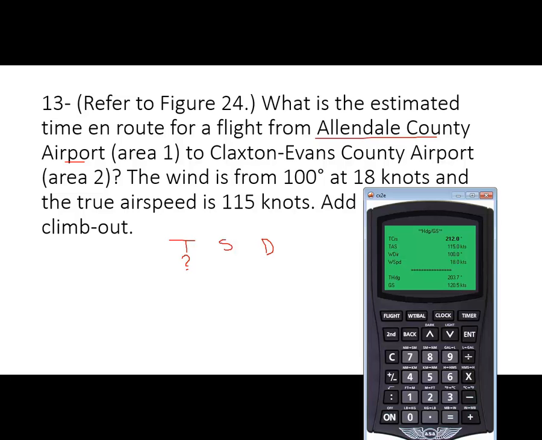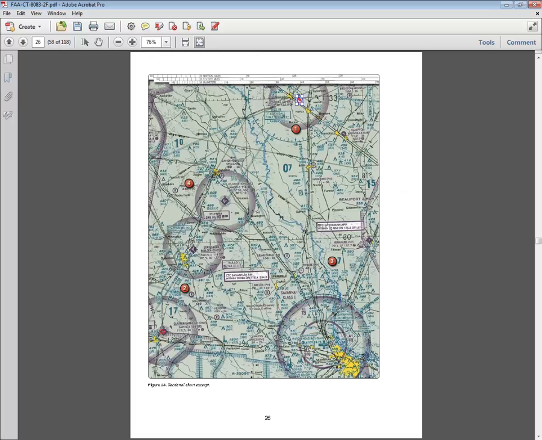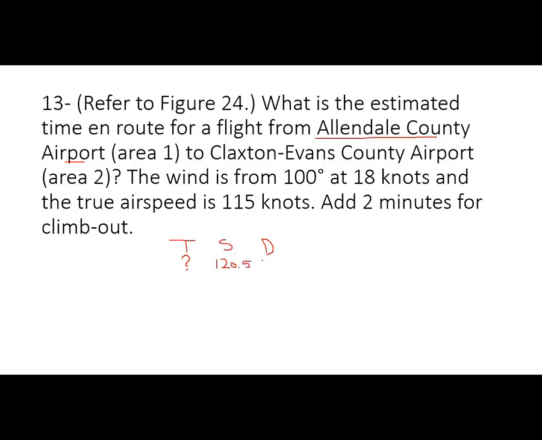So now we know how fast we're covering this trip, 120.5. And we can figure out how far it is. If we know how far it is, we'll figure out how long it's going to take. So again, we're going to measure the distance between those two airports. And when you measure that distance with your plotter, it is 51.5 miles from one airport to the next. So it's 51.5 nautical miles between Allendale to Claxton Evans.